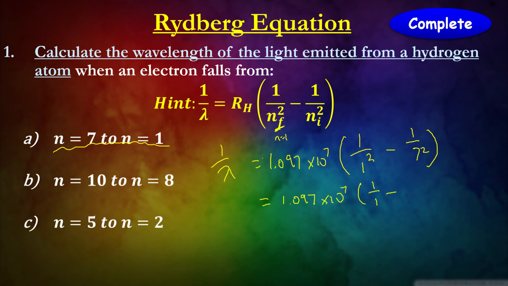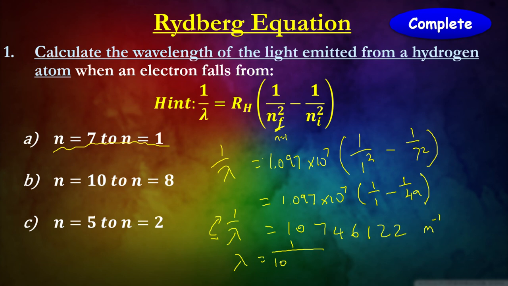7 squared is 49, so that's 1 over 49. So the value we get overall is, let me plug it into my calculator. According to my calculator, we have 1.074 and so on. Now this isn't the end of the calculation, because we're trying to find the wavelength, and we actually found 1 over lambda. So the units of the value we got are actually meters to the power of minus 1. So obviously you need the inverse, or just flip the number. If we want to find lambda, it's the inverse of whatever we just calculated.